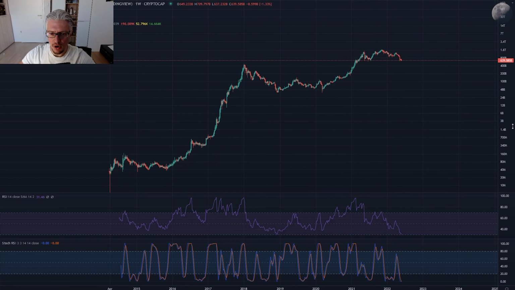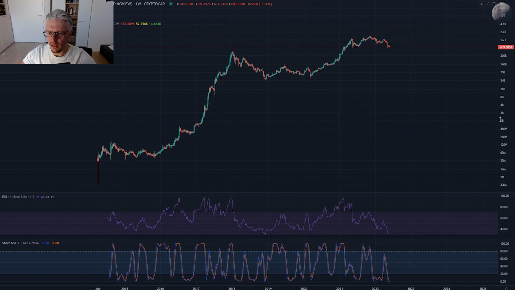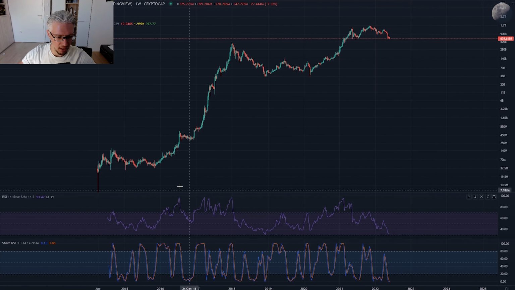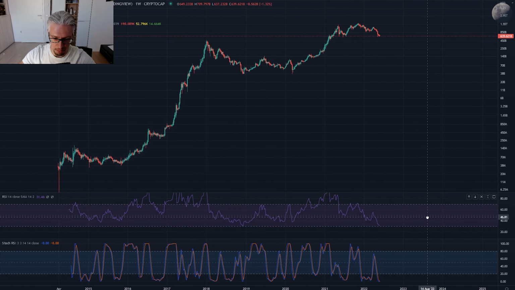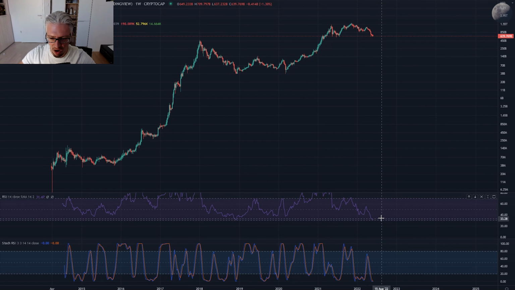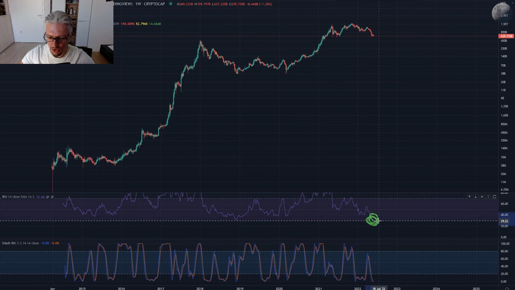Now, in order to have more history, we go to Total 2, which also includes Ethereum, and the chart goes back to 2014, which is nice because then we have more data points. And we see that we are now also at the lowest it has ever been. The weekly RSI is ridiculously low, insanely oversold. We are as low as in 2018, even including Ethereum. We are oversold on the weekly.